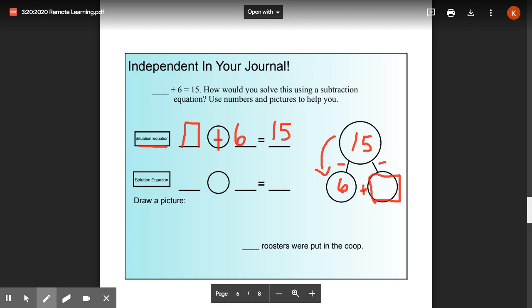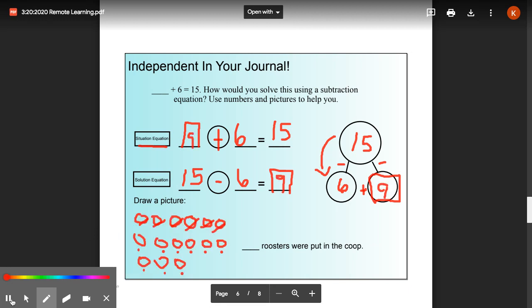So when I say pause, I want you to solve 15 minus 6 to get the part we are missing. Ready? Pause. All right, does your solution equation look like mine? If it does, you are correct. If it doesn't, that's okay, but watch me as we solve so we can catch our mistakes.